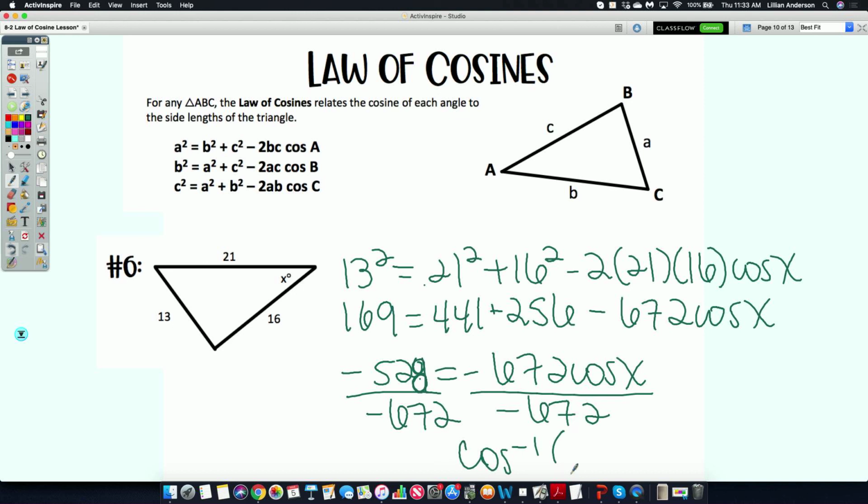What's the cosine to the negative 1 thing called? What's the word for it? Yes, the inverse. So what'd you guys get for that angle? 38.2? Yes. Okay.